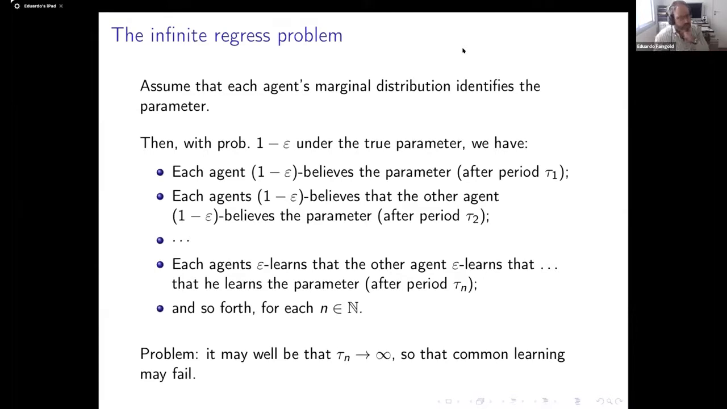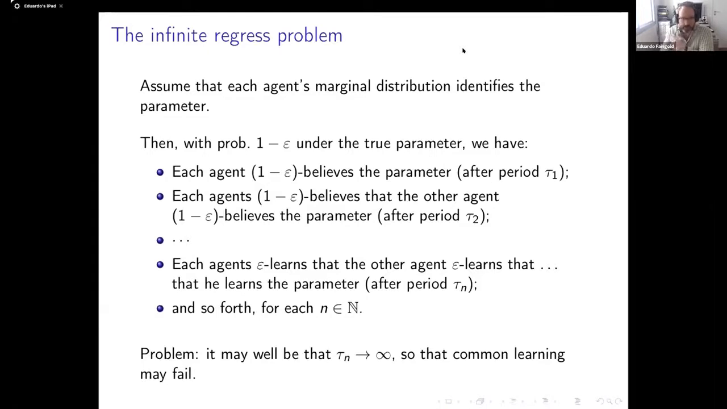So what's the problem? The problem is this infinite regress problem. Let's assume that each agent's marginal distribution identifies the parameter. Then, of course, with probability 1 minus epsilon under the true parameter, each agent is going to 1 minus epsilon believe the parameter, and let's say that this is going to happen after period tau 1. And then each agent is going to 1 minus epsilon believe that the other agent 1 minus epsilon believes the parameter. And this is going to happen, let's say, after period tau 2.